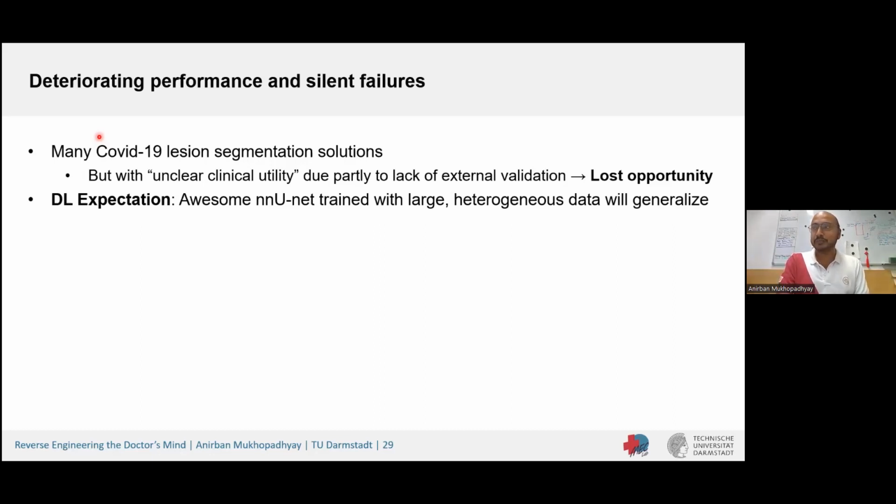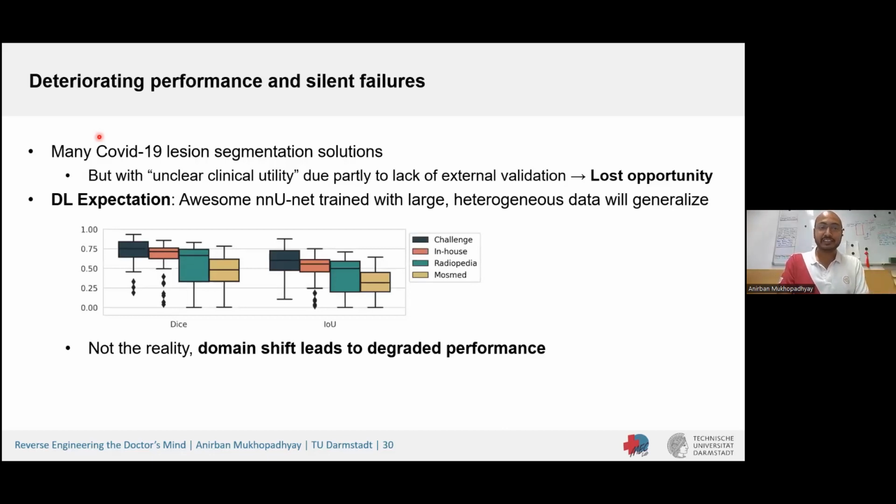But the problem really is that when you are talking about external validation, the performance degrades, right? So here what we are seeing is that when you are validating the result on the challenge data, we are pretty good. But as we are going from challenge data to our in-house data to 2 other data sets which are publicly available, we see a degradation in performance.